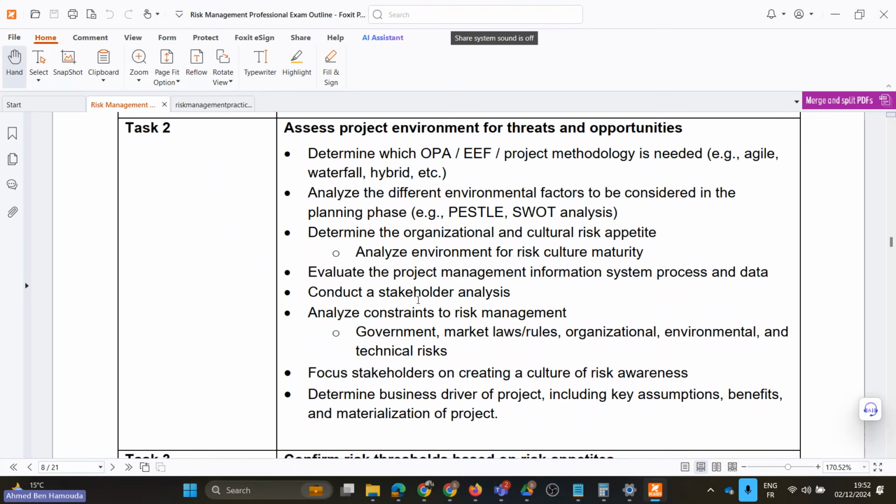It goes the same with your environment. For example, we mentioned here the PESTEL environment. Now, the P stands for political, all right? And the L is for legal.